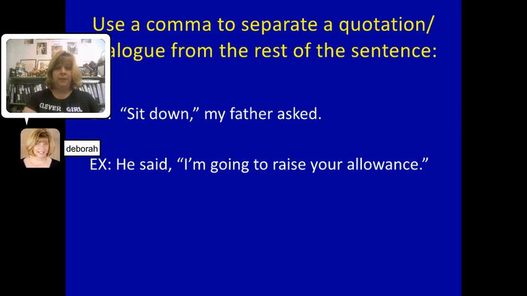Commas are also used very specifically when you're writing dialogue or you're trying to separate a quotation from the sentence. So in the first example, "Sit down," my father asked, you'll notice the comma here says that your whole sentence is not done yet. The whole sentence is this: "Sit down," my father asked. But the part of the sentence that your father said, "sit down," is separated by using the comma. It shows that that's different from "my father asked." Or in the next example, He said, comma, "I'm going to raise your allowance." So the quotation itself that was said is separated by a comma from the person who said it.